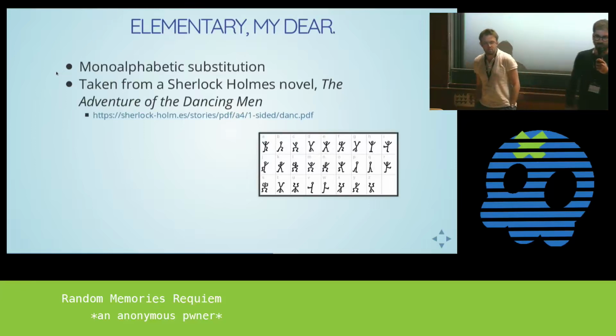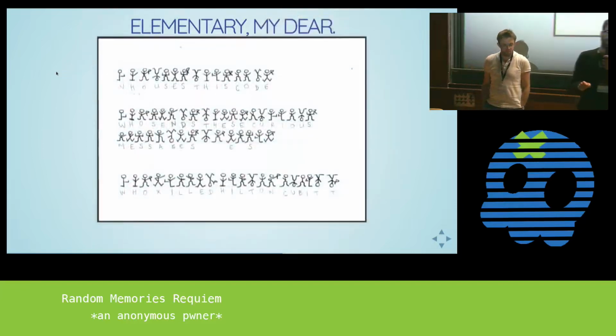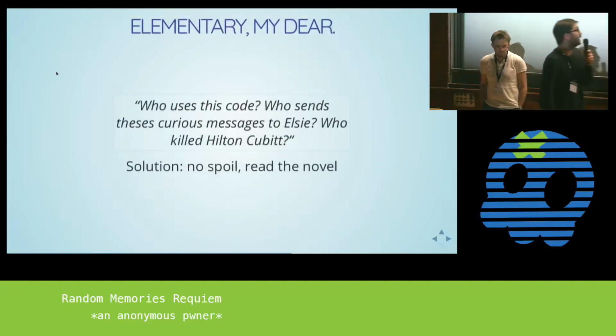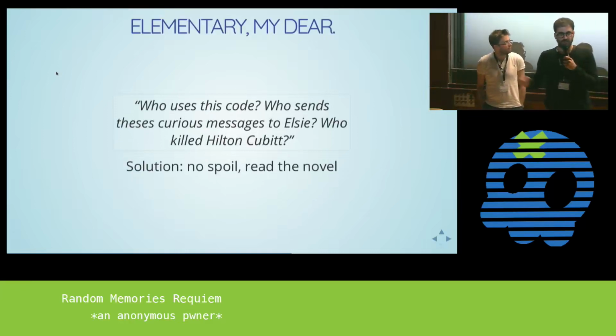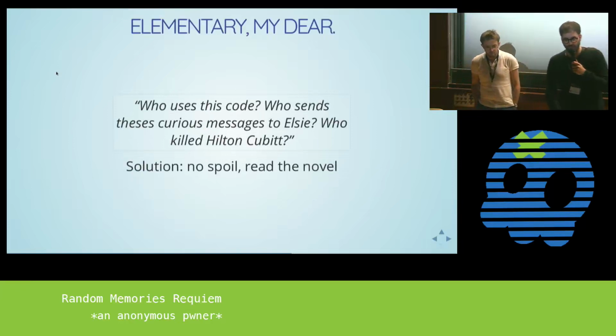You can find the whole text online, and it's a monoalphabetic substitution. You get the alphabet here. So what I did is that I printed the text and took a pencil and decoded the letters one by one. You get a question: who uses this code, who sends these cryptic messages? And if you want the solution, I won't spoil it, so yeah, read the novel.